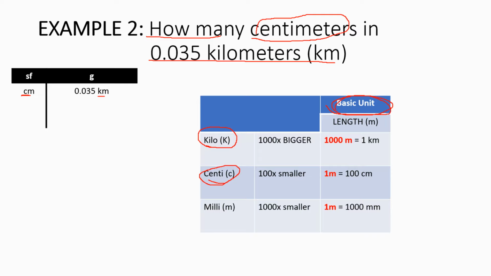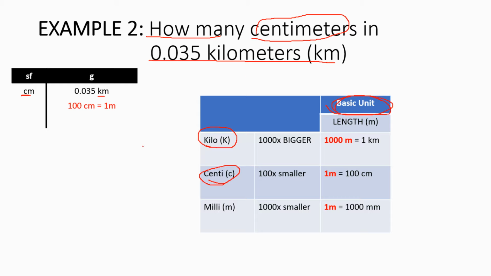Okay, so my first one I see is centi. So I'm going to look, where is my centi? Oh, there's centi. 1 meter is 100 centimeters. So that's the first thing I'm going to write down. Notice I wrote it backwards because it doesn't really matter since the two are equal.